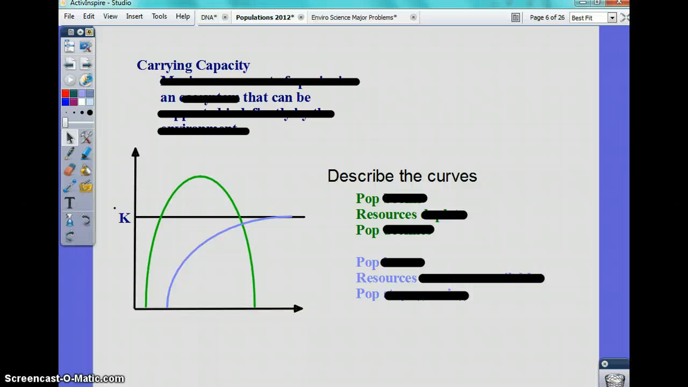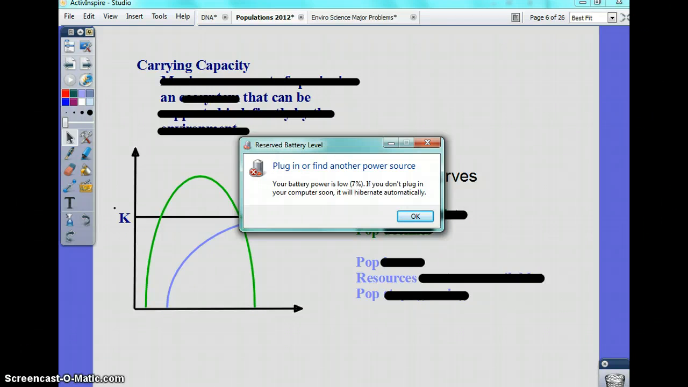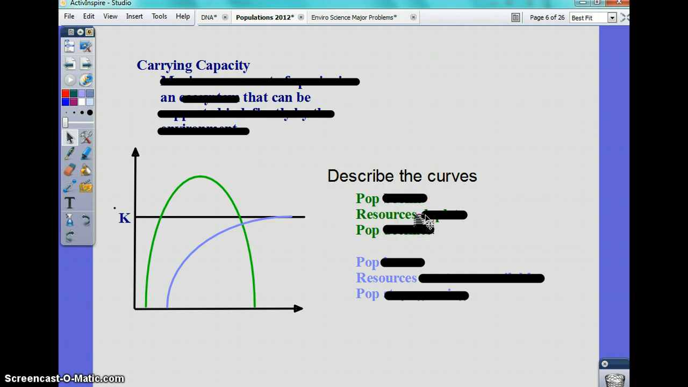Okay, carrying capacity. Tell me where you've seen that word, carrying capacity. Water? What about it? You see this word all the time. Like in elevators? What does it mean? How much can be held, based on weight.